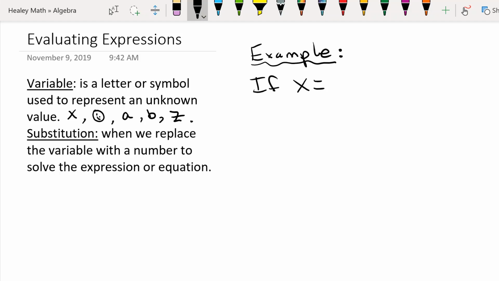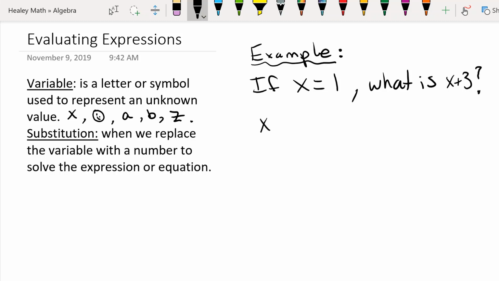If x equals 1, what is x plus 3? A lot of us will be quick to figure out that the answer could be 4. And simply, we need to explain how we found that.